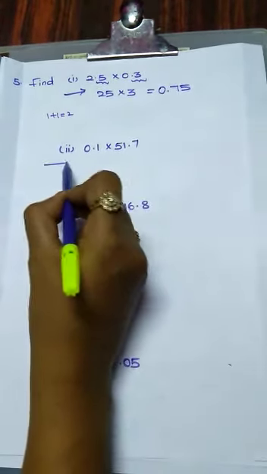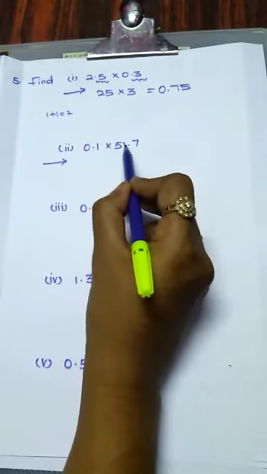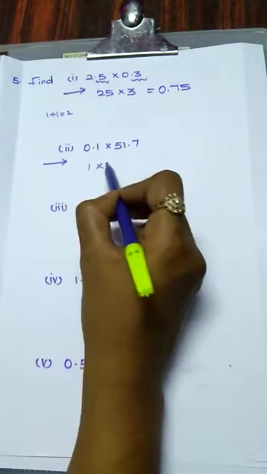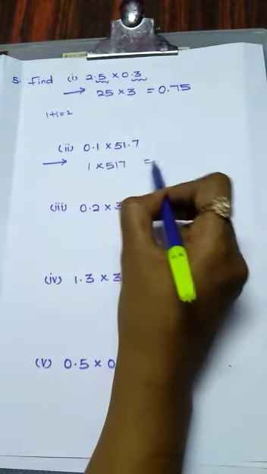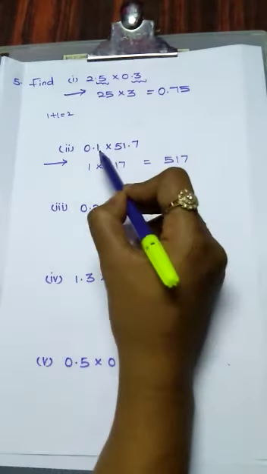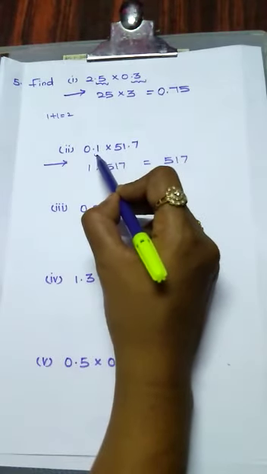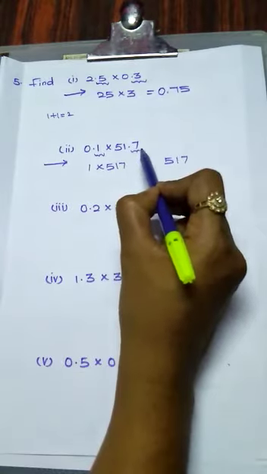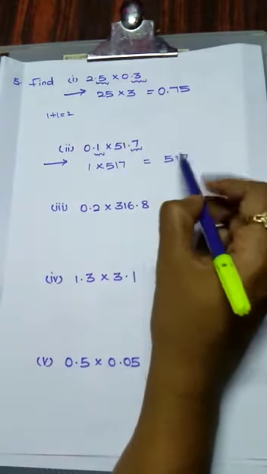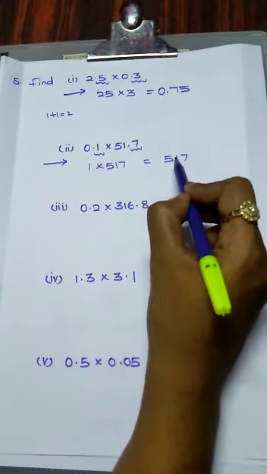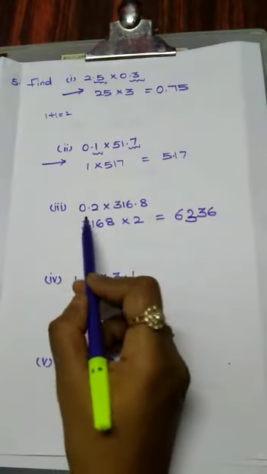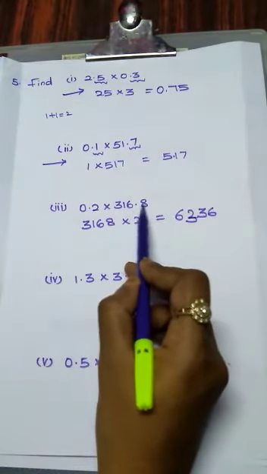Okay. Next problem, 0.1 into 51.7. Directly take the value 1 into 517. What is the answer? 517. Count the number of digits starting from the rightmost digit. Here we have one value, here also we have one value. 1 plus 1 equal to 2. So we have to move towards left. So how many places? 2 places. What is the answer for this? 5. Third subdivision, 0.2 into 316.8.